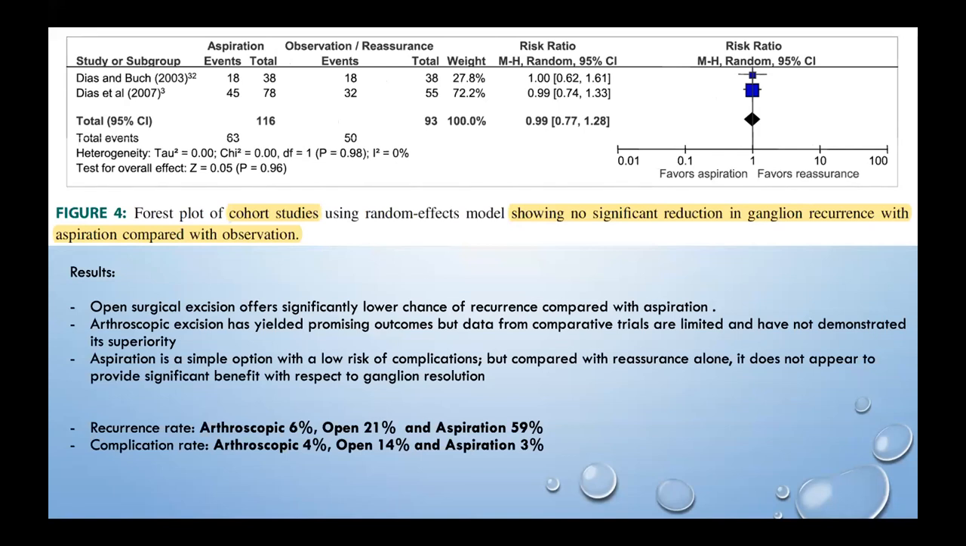And about arthroscopic excision, the data are limited and there is no confirmed superiority. And most important, aspiration provides no benefit compared to observation alone in terms of resolution of ganglion. And if the examiner asks you about percentages, you can give him percentages for the recurrence rate and complications. The recurrence rate for arthroscopic is 6%, the open is 21%, and aspiration is 59%, while the complication rate for the arthroscopic is 4%, the open is 14%, and aspiration is 3%.